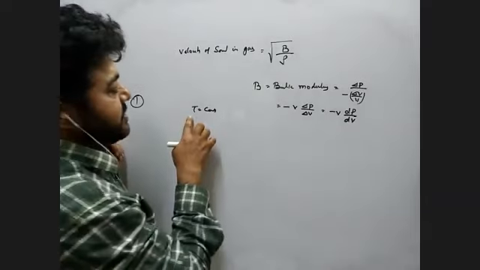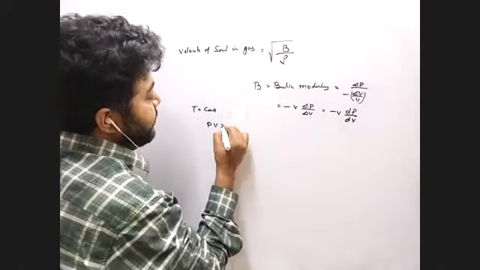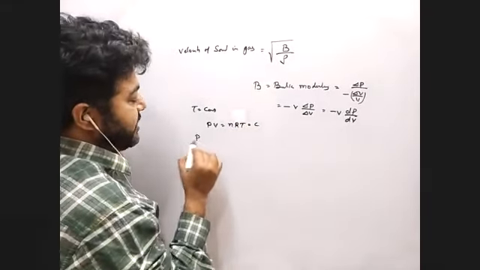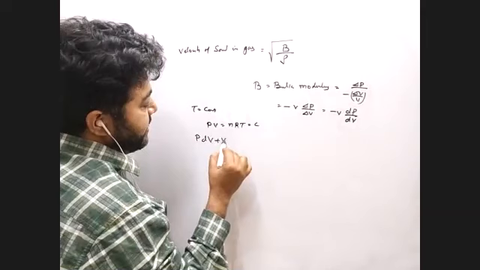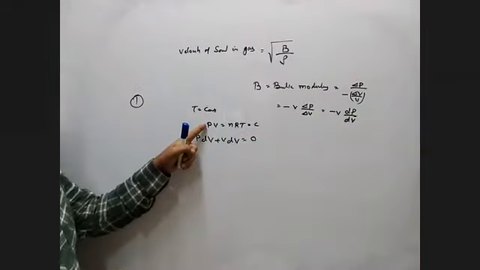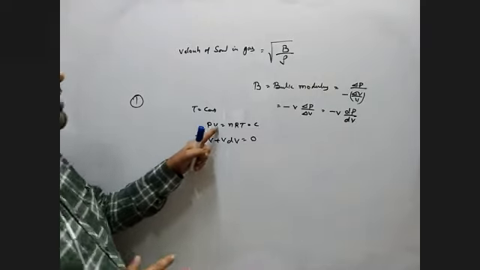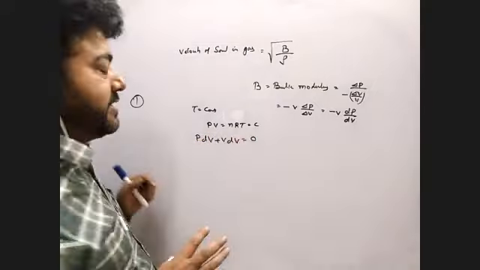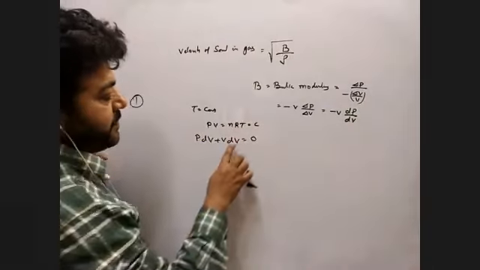So isothermal process, as the temperature is constant, we know PV equals nRT. If it is constant, by partial differentiation, P dV plus V dP equals 0. Can we write this by partial differentiation? What do you mean by partial differentiation? Keeping P constant, differentiate V, keeping V constant, differentiate P, equals 0. Is it clear?